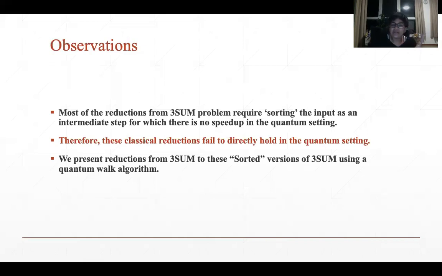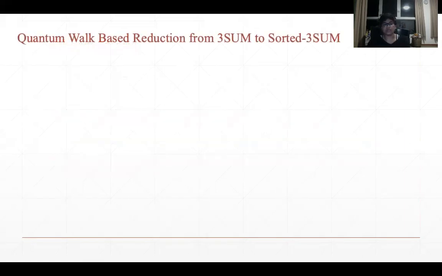We give a workaround for that, and we show, using a quantum walk technique, that the sorted versions of threesome are equally as hard as threesome in the quantum setting. And this is what we are going to do now. But a disclaimer here.